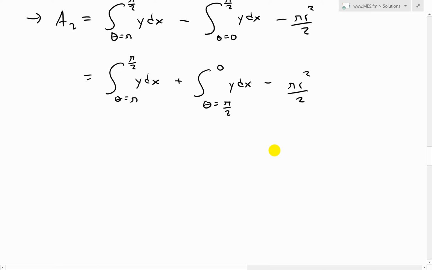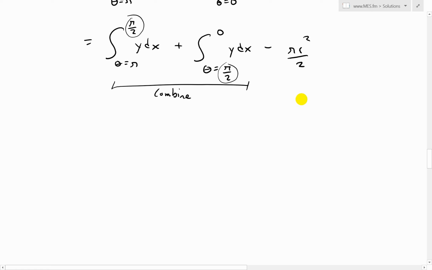So notice what we have right here. We go from pi to pi over 2, and then from pi over 2 to 0, so we can just combine these together, because the endpoints are the same, so we circle that, circle that. So what we have is area 2 equals the integral from theta equals pi up to 0 of y dx minus pi r squared over 2.